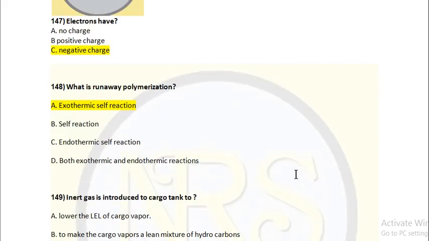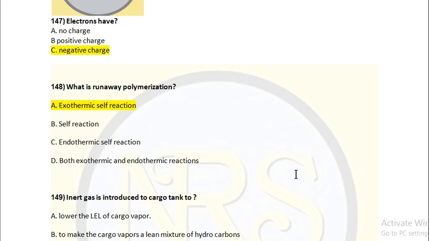Question number 148. What is runaway polymerization? Option A exothermic self-reaction, option B self-reaction, option C endothermic self-reaction, option D both exothermic and endothermic reaction. The correct answer is option A, exothermic self-reaction.